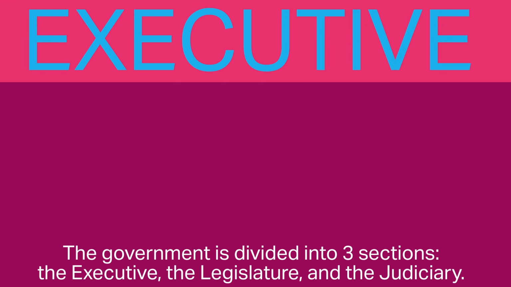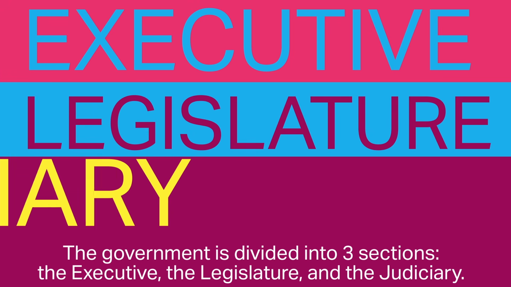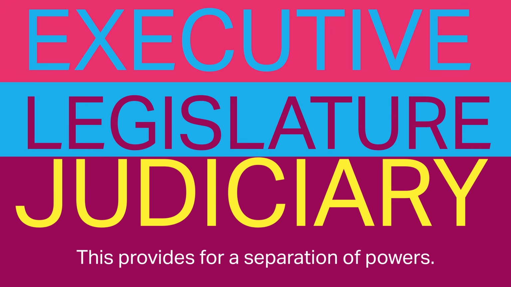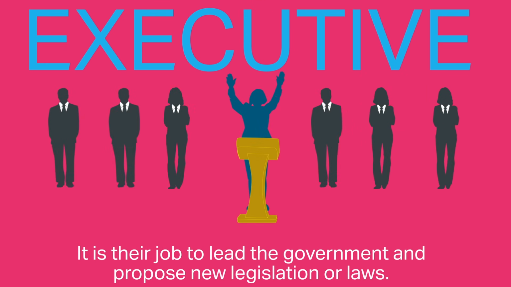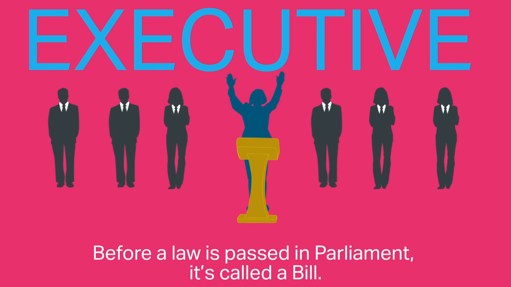The government is divided into three sections: the executive, legislature, and the judiciary. This provides for a separation of powers. The executive branch of government is made up of the Prime Minister and their cabinet. It is their job to lead the government and propose new legislation or laws. Before a law is passed in Parliament, it is called a bill.